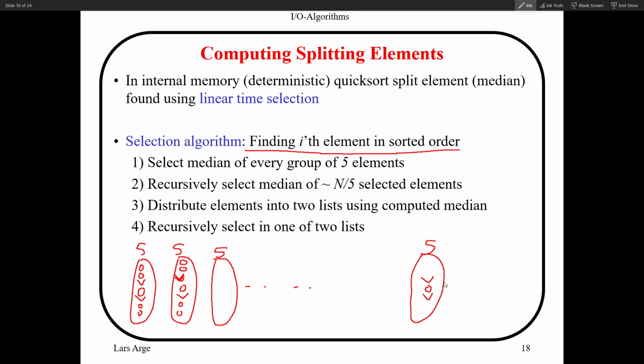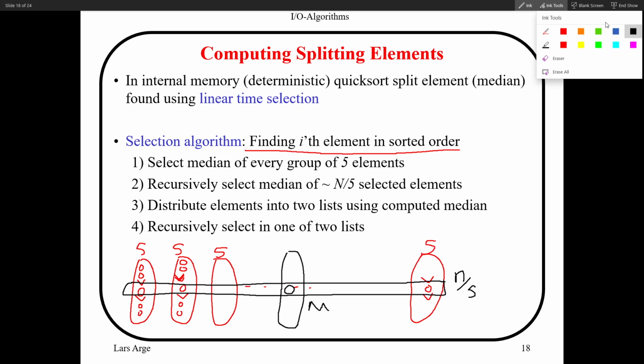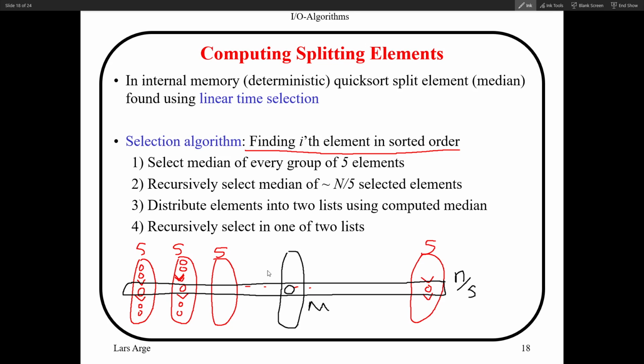Let's do it like this. So I look at all these medians. There are n/5 of them because that's how many groups I have, and I found one median among them. Okay, let's say that this black element M is the median of the medians. Okay, what can I conclude? Well, we can make some very interesting observations.